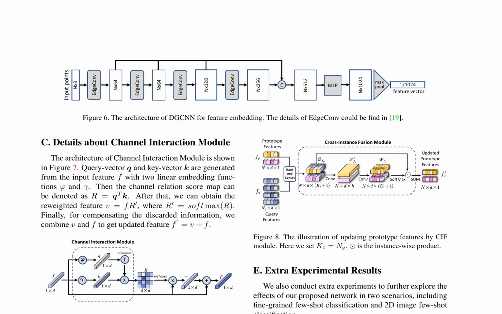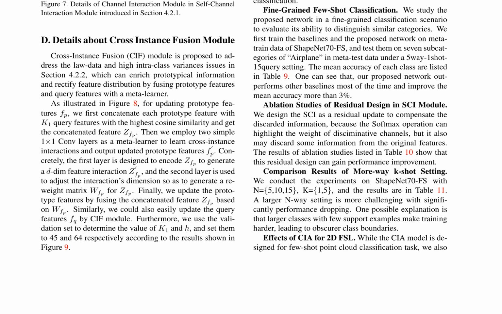The channel interaction module enhances input point cloud representation using two linear embedding functions to generate query and key vectors, and computes a channel relation score map. The cross-instance fusion module addresses low data and high intra-class variance issues in few-shot point cloud classification, updating prototype features by fusing them with query features using a MetaLearner.